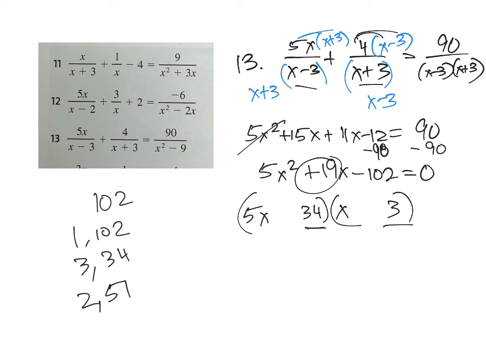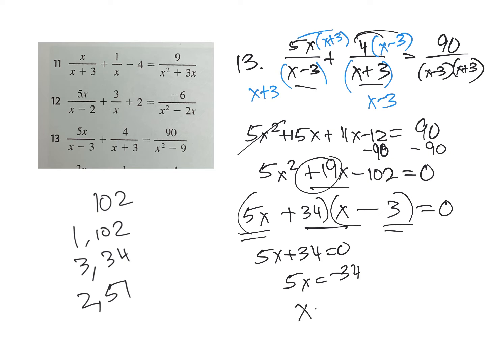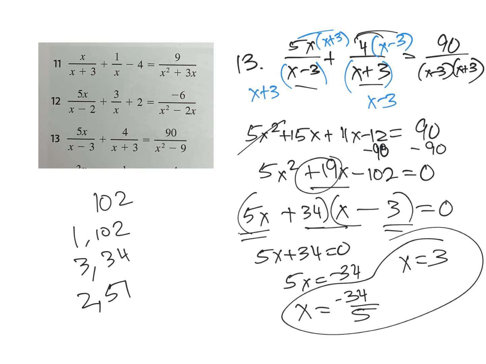So notice the middle, we have 34, and the outside, we have 15. So if we do 34 minus 15, we get 19. So minus 15 and a positive 34 gives us a positive 19. Now we solve. 5x plus 34 equals 0. So 5x equals negative 34. X equals negative 34 over 5. And x also equals positive 3. All right, next page.